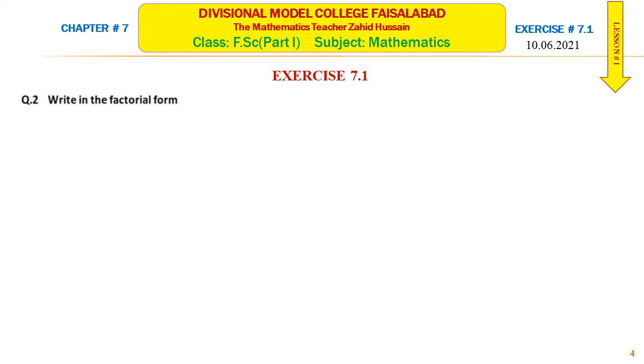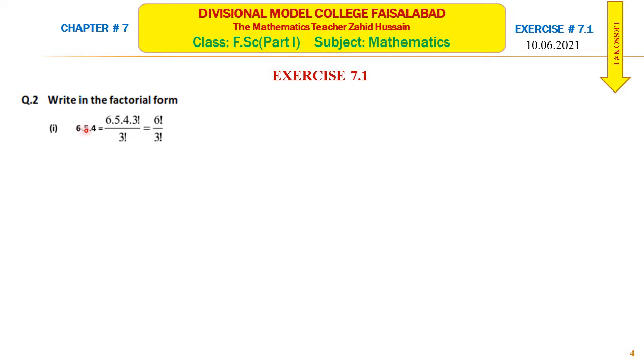The question number 2 of exercise 7.1, write in the factorial form. You are given a question which is 6 × 5 × 4, and you are asked to write this as a factorial notation. We know that factorial is a notation in which we multiply a number and all the numbers smaller than it till 1. So 6, 5, 4 is there, largest number is 6. If we multiply this 6 × 5 × 4 by 3 to 1, we can write this as a factorial.